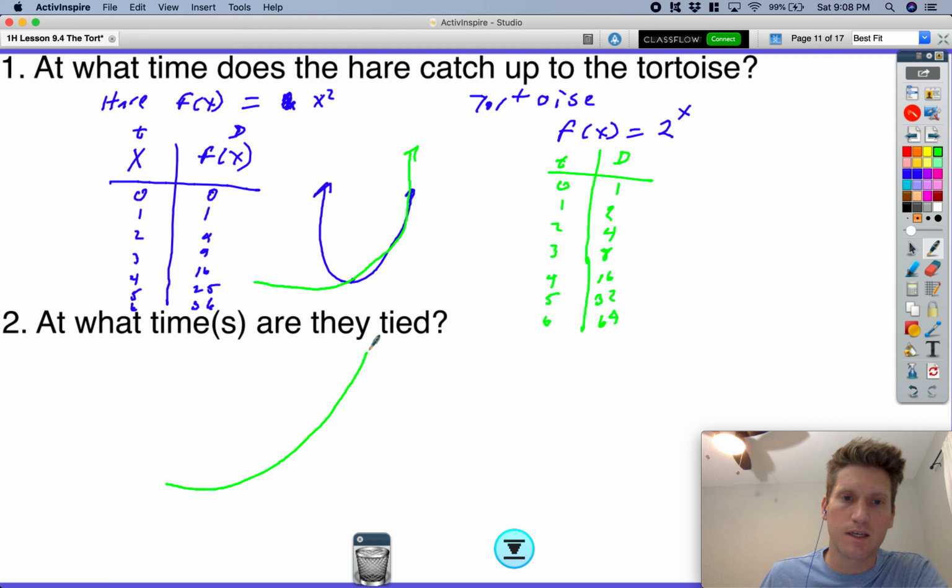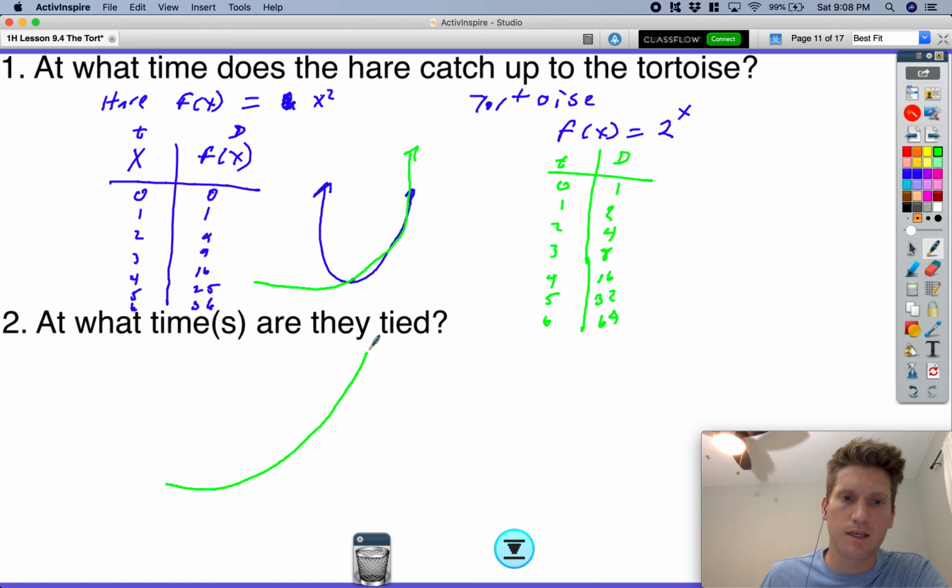It says, at what times were they the same? So if I were to look at my notes or look at my tables, you would notice at 2 seconds, they both are at 4 meters. And also at 4 seconds, they are both at 16 meters. So at 2 seconds and 4 seconds, they are at 4 meters and 16 meters. All right, so let's go ahead now and bring up this next part.